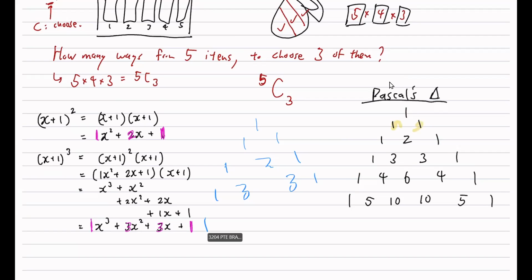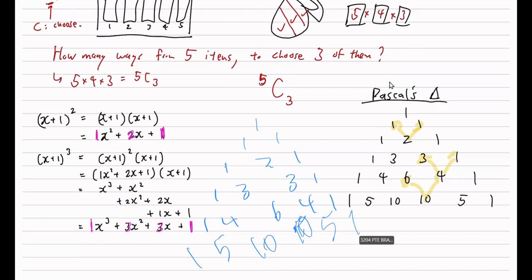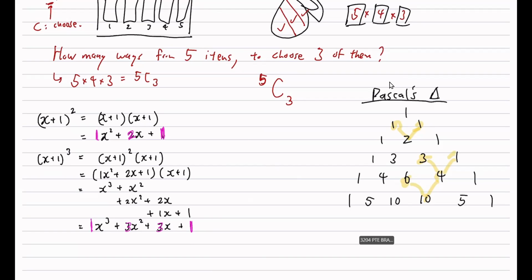So for example, 1 plus 1 gives you 2. 3 plus 1 gives you 4. 6 plus 4 gives you 10. So continue. 1 plus 4 gives you 5. 4 plus 6 is 10. 6 plus 4 is 10. 4 plus 1 is 5. And then a 1. And so on and so forth. You can keep continuing. I just add on one more: 1, 6, 15, 20, 15, 6, 1.